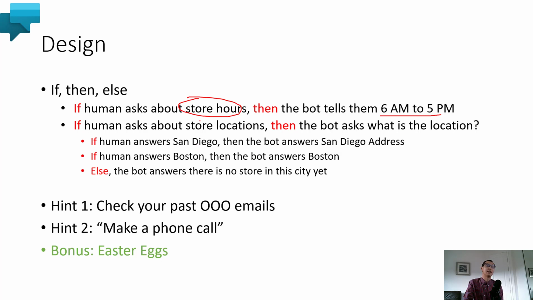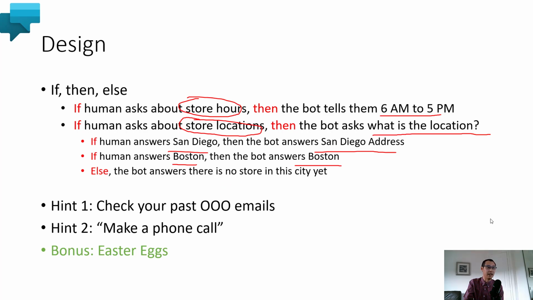And another topic is other people might ask about my store hours. Then, because there are so many stores, my bot can ask, "Hey, what is the location of the store that you want to ask?" And if your customer says San Diego, then the bot can answer the San Diego address. And if the customer asks about Boston, then it can answer the Boston address. Else, the bot can say, "There's no store in the city yet."